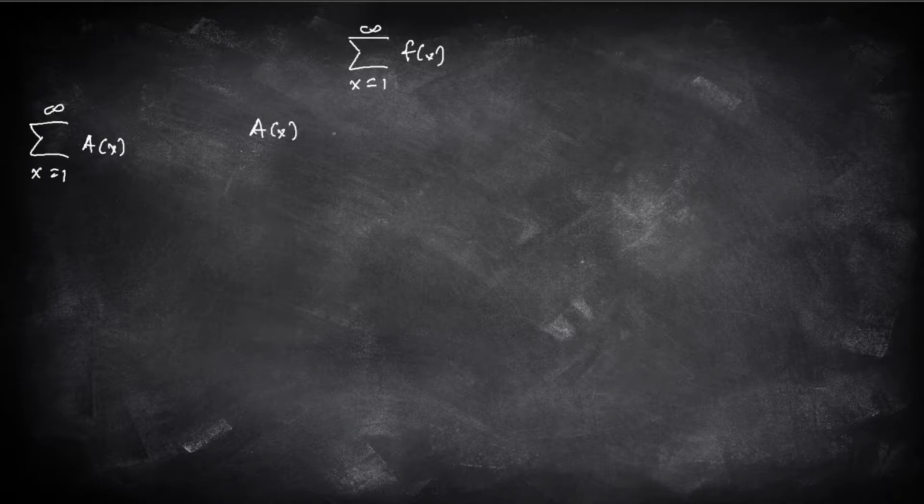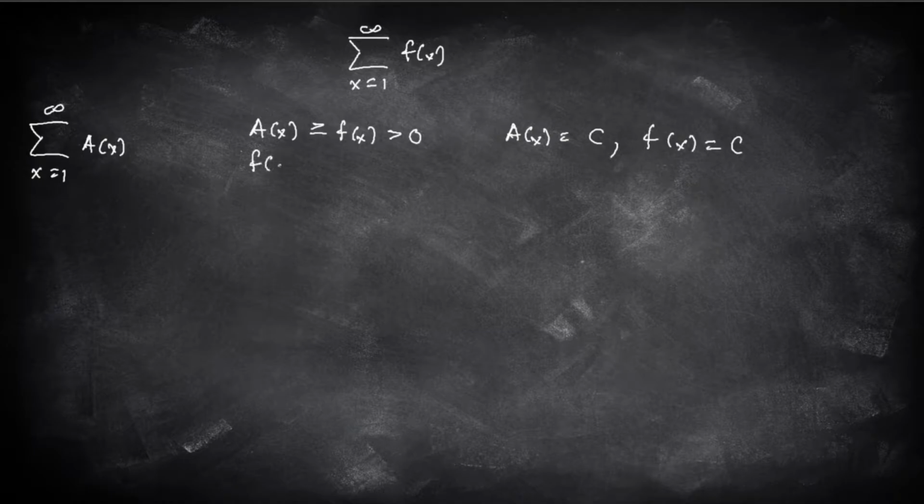So basically, if you're given a summation from 1 to infinity of f of x and another summation from 1 to infinity of a of x, and if a of x is greater than or equal to f of x, so a of 1 is greater than or equal to f of 1, a of 2 is greater than or equal to f of 2, a of 3 is greater than or equal to f of 3, etc. Then if a of x converges, which I'll represent as c, then f of x also converges.